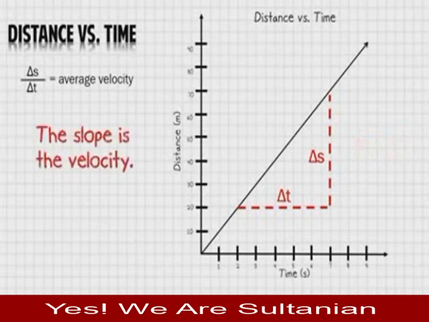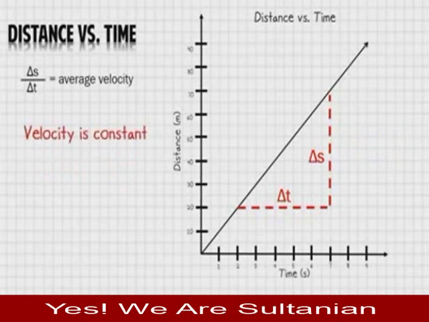Slope is the velocity. And since velocity is constant, and you notice it's constant because it's nice and straight, that means there's no acceleration. If velocity is constant, there is no acceleration, because acceleration is the change in velocity.